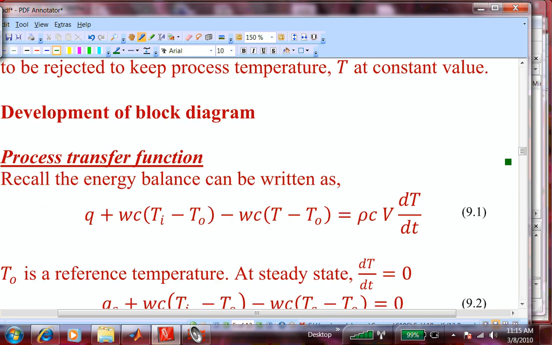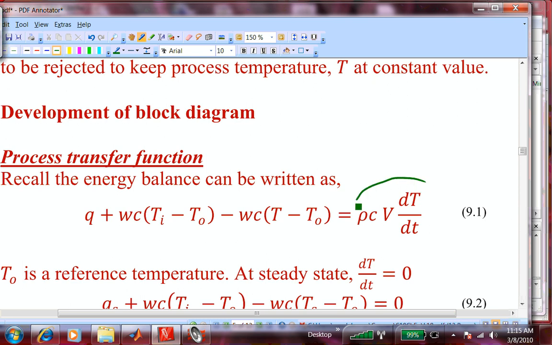Okay, so now back to the mathematics. This is basically repeating what we did before. We're developing a conservation law-based model for the process. And once we do that, we want to know how to represent it in the block diagram so that I know what the transfer function is for the particular block.